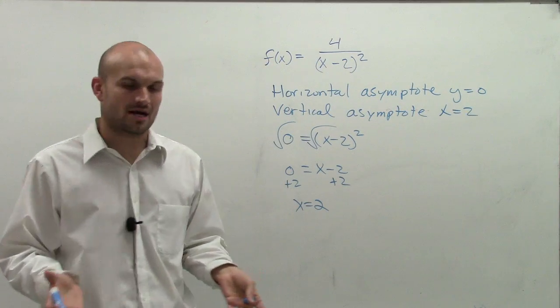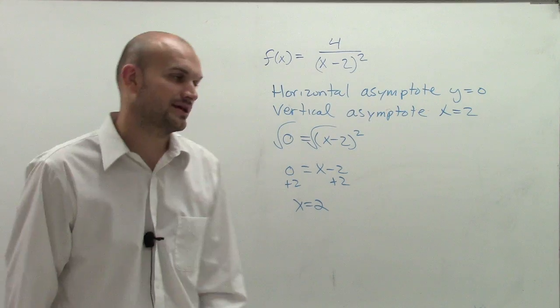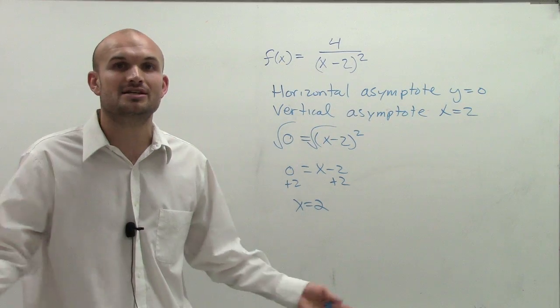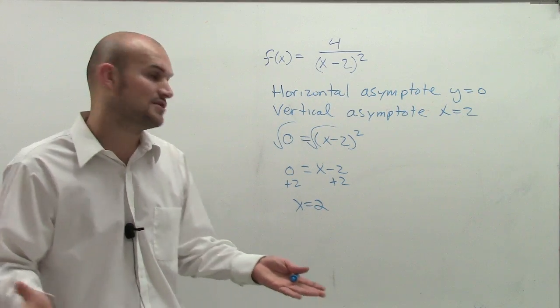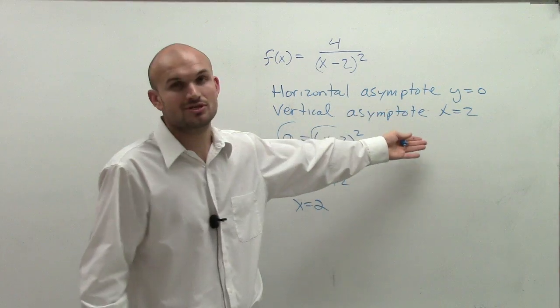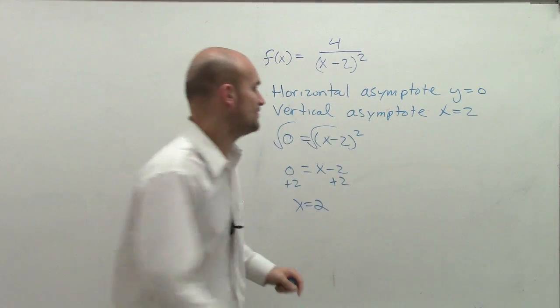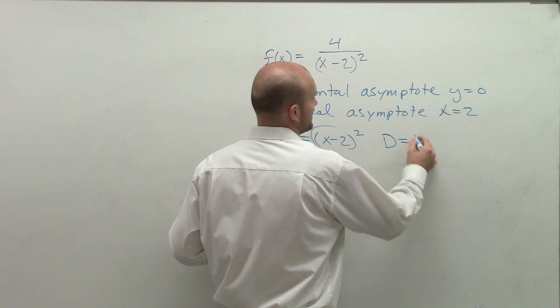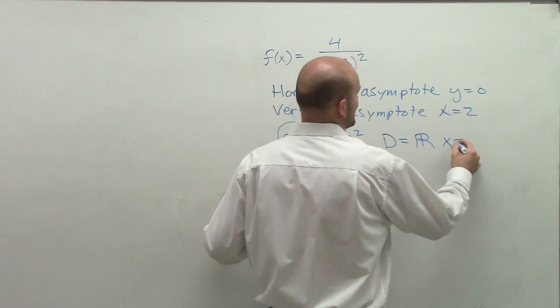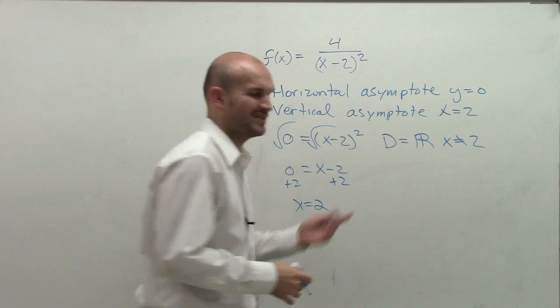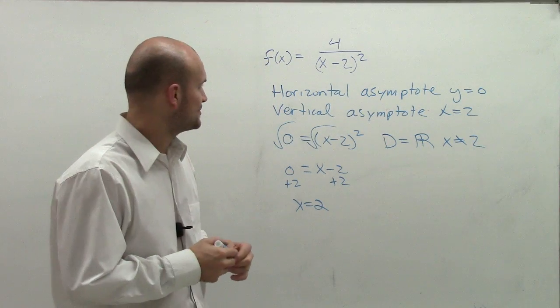Now, the last thing we just want to talk about, I'll go through it very quickly, is the domain. So remember, the domain is going to be all your x values that are part of your function. Well, if we said x equals 2 is going to be an asymptote, that's not part of your function. So I'll write the domain could be all real numbers where x cannot equal 2. And that's just one way I'll write it for you to explain it that way.